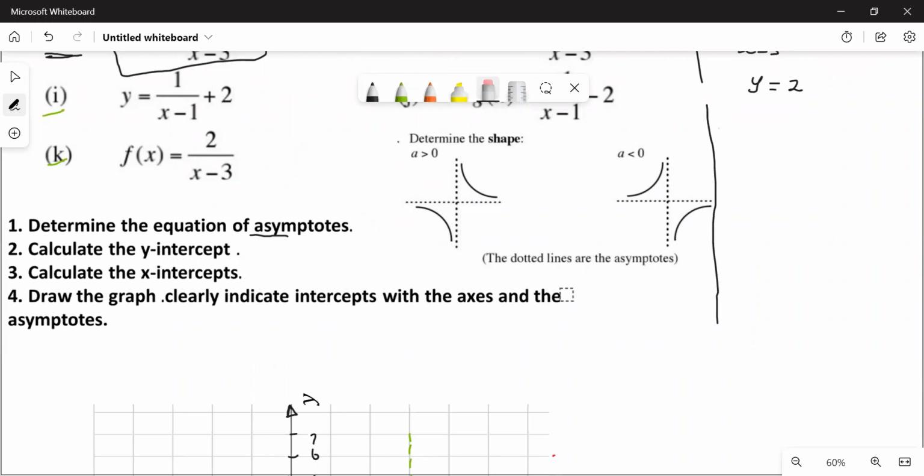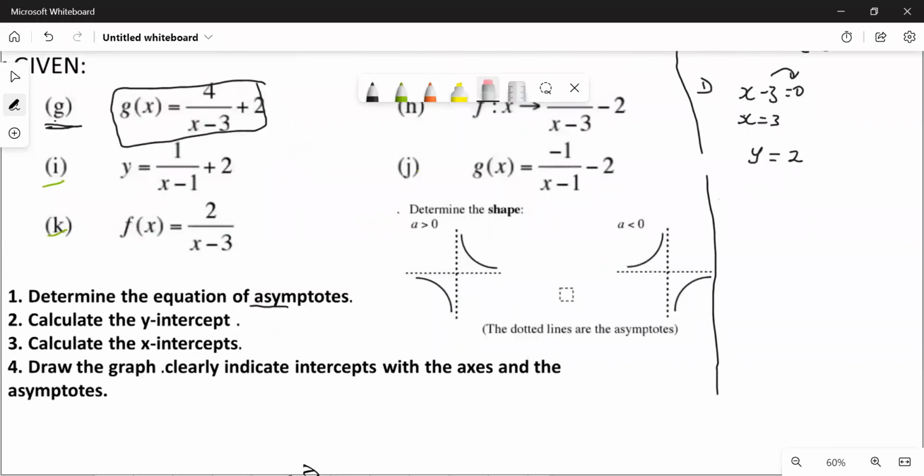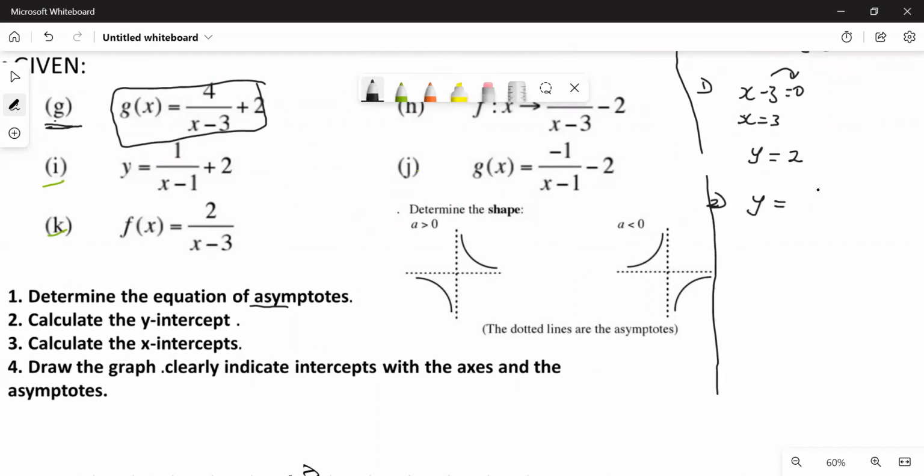And then, from what you know, how do you determine the y-intercept? We want the y-intercept. If we want the y-intercept, what are we going to say? X should be 0. So it means y is going to be equal to 4 all over 0 minus 3 plus 2.